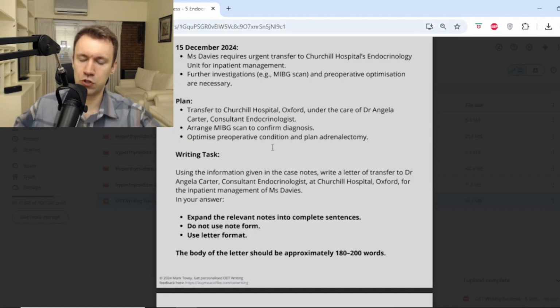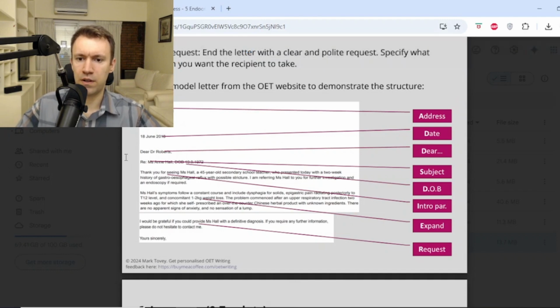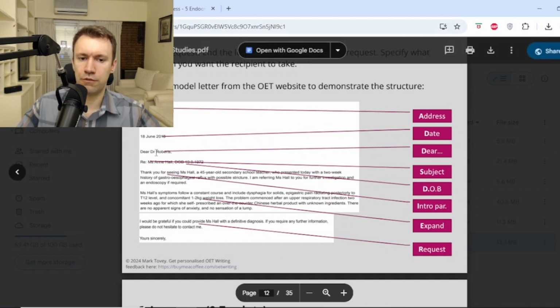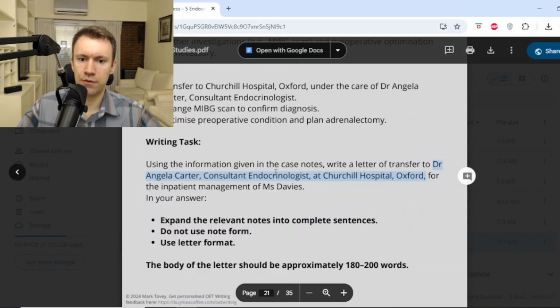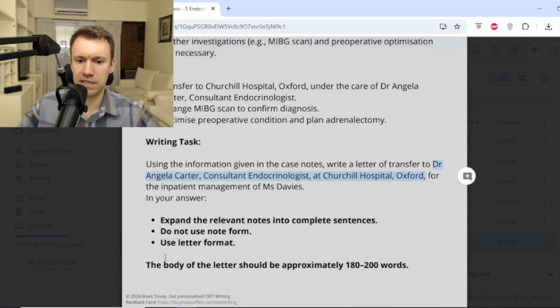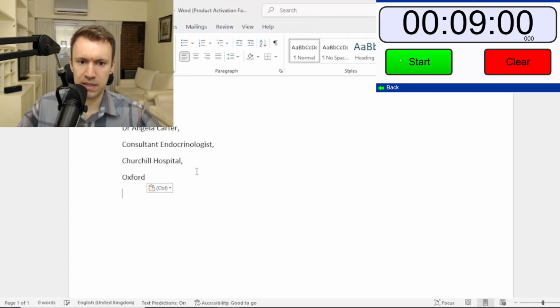So let's jump straight in to the letter, starting with the top part. If you go to page 12 of the OET Writing Success book that you've already downloaded, you're going to find the optimal structure for an OET letter. So it says, let's start with the address, which we're going to find right here in the writing task. So we'll copy and paste that in. Now we've got the address.